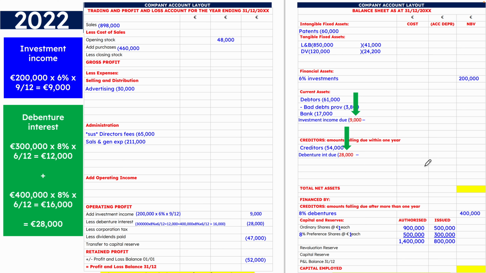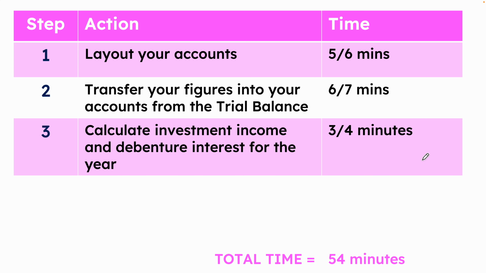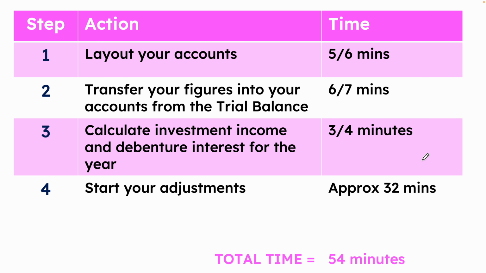And at this point in time, you're probably up somewhere between 40 and 50 marks out of the 120 marks for the question. And the only calculations you've done is your investment income and your debenture interest so far. So that's good news. So that's steps 1, 2 and 3 done. And you can check after each step that you have done it correctly. Once you've done your checks for steps 1, 2 and 3, you can forget about that then and you move on to your adjustments. So step 4, start the adjustments, and that will take you approximately 32 minutes.